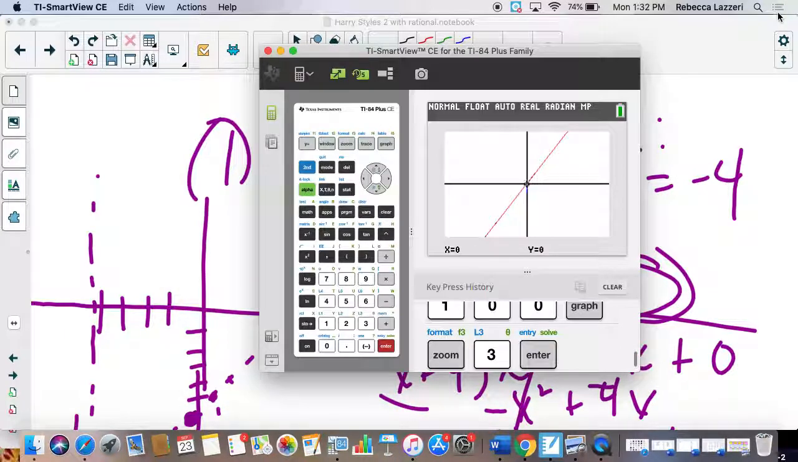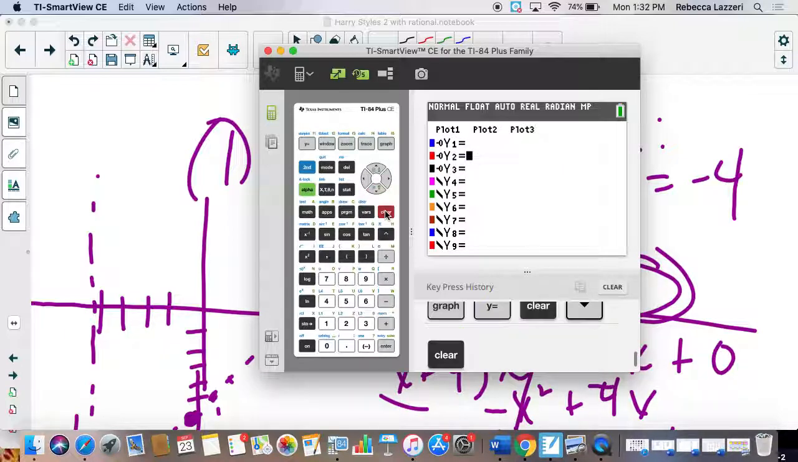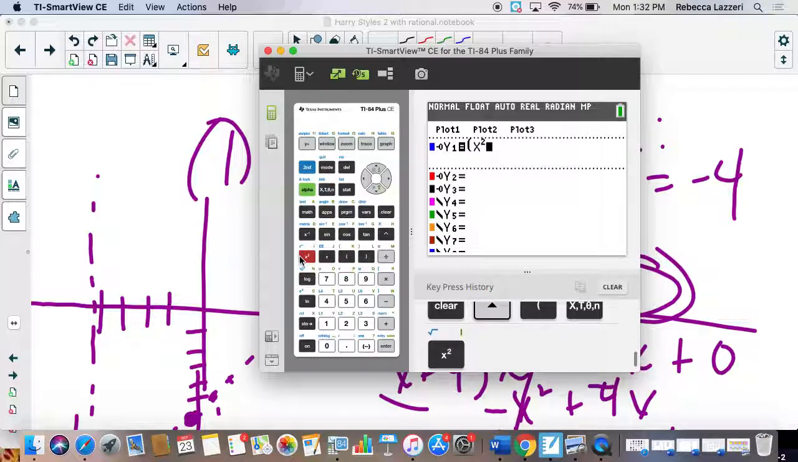Okay, so in my calculator, I don't need that anymore, I'm on a new problem. I'm going to go parentheses, x squared minus 2x, divided by x plus 4. I tell you what, when I'm doing these, the very last thing I do is hit graph, okay? All right, so I'm going to go to table.